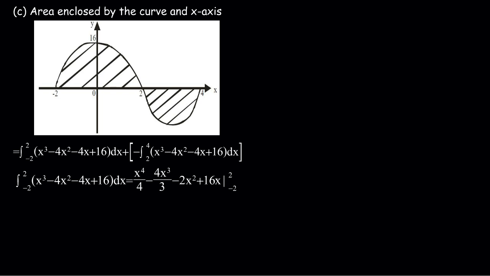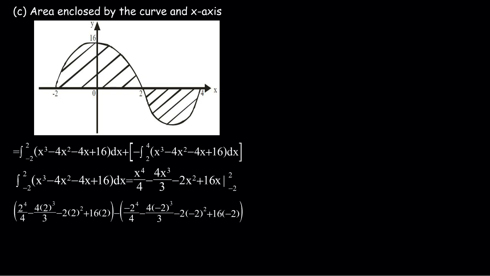So integrating s cubed minus 4s squared minus 4s plus 16 with our upper limit being 2 and lower limit minus 2 will be equal to s to the power of 4 divided by 4 minus 4s cubed divided by 3 minus 2s squared plus 16s. Now substituting our upper and lower limit, it will become in bracket 2 raised to the power of 4 divided by 4 minus 4 in bracket 2 raised to the power of 3 divided by 3 minus 2 in bracket 2 raised to the power of 2 plus 16 in bracket 2, minus in bracket minus 2 to the power of 4 divided by 4 minus 4 in bracket minus 2 to the power of 3 divided by 3 minus 2 in bracket minus 2 squared plus 16 in bracket minus 2.